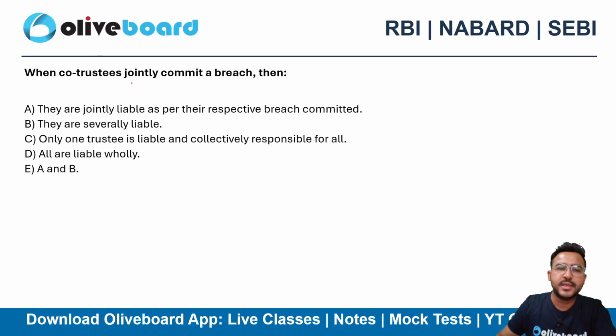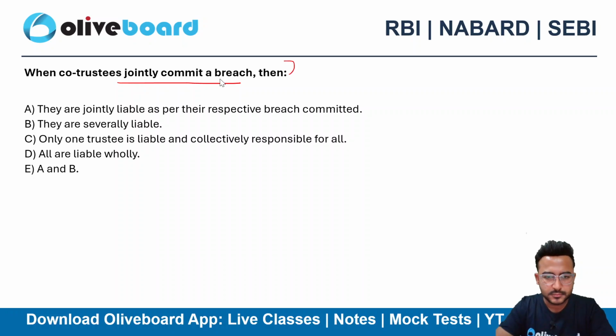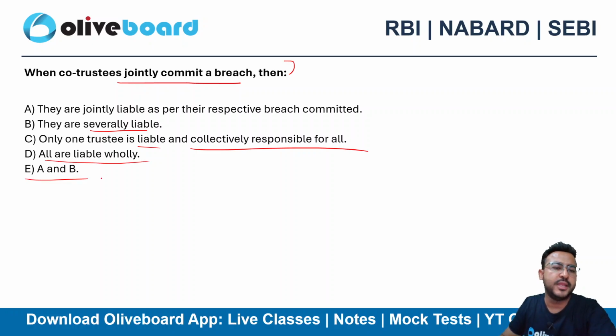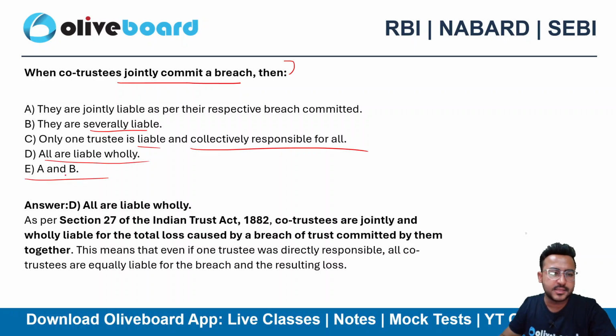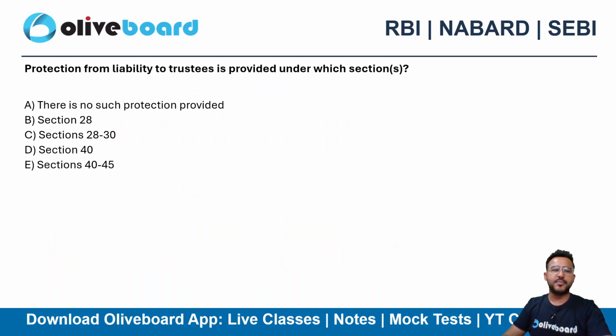When co-trustees jointly commit a breach, then what will happen? Let me know in the comment section. When they jointly commit a breach, then what will happen? They are jointly liable or they are severally liable. Only one trustee is liable and collectively responsible for all. All are liable wholly, or A and B. The correct answer here is option D. All are liable wholly, right? In section 27 we have discussed this particular question as well.